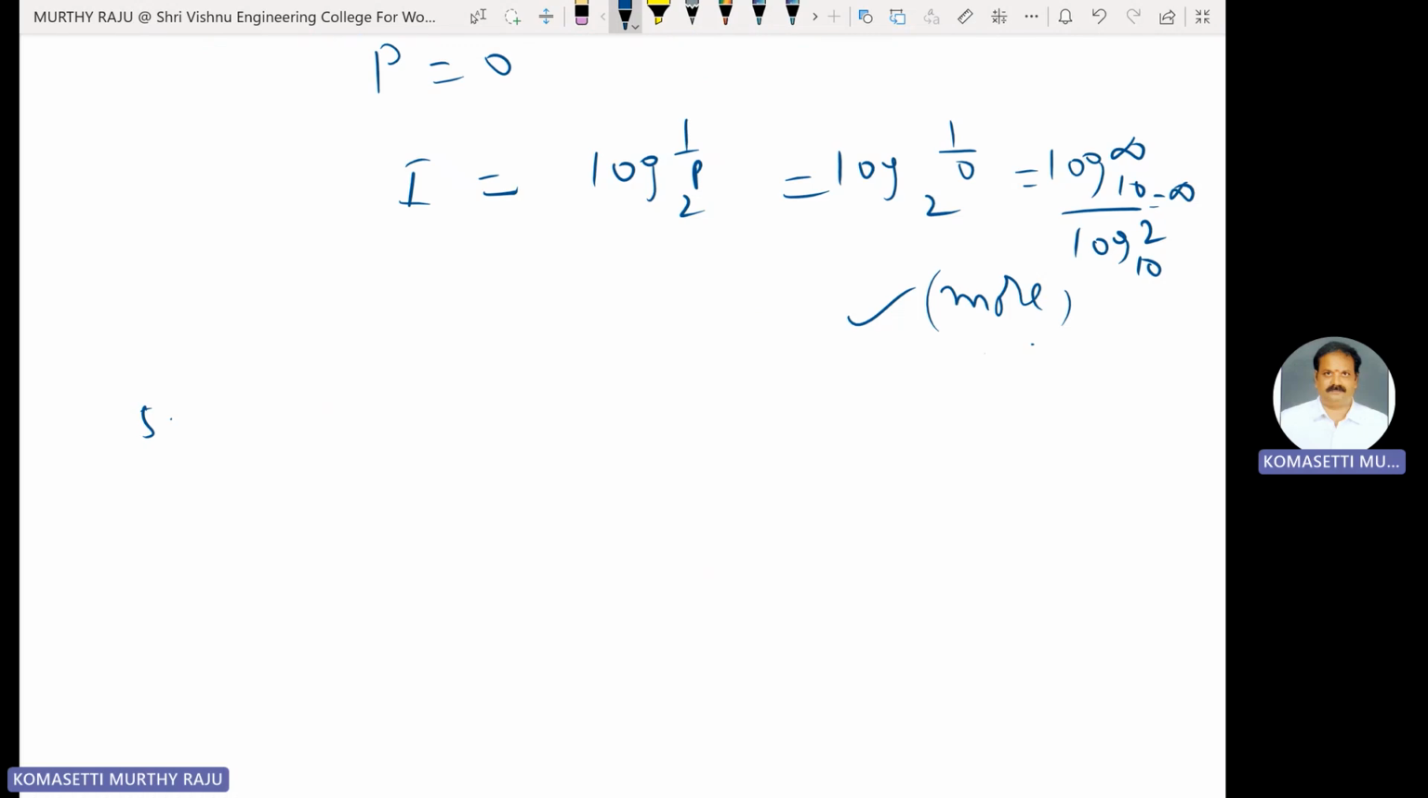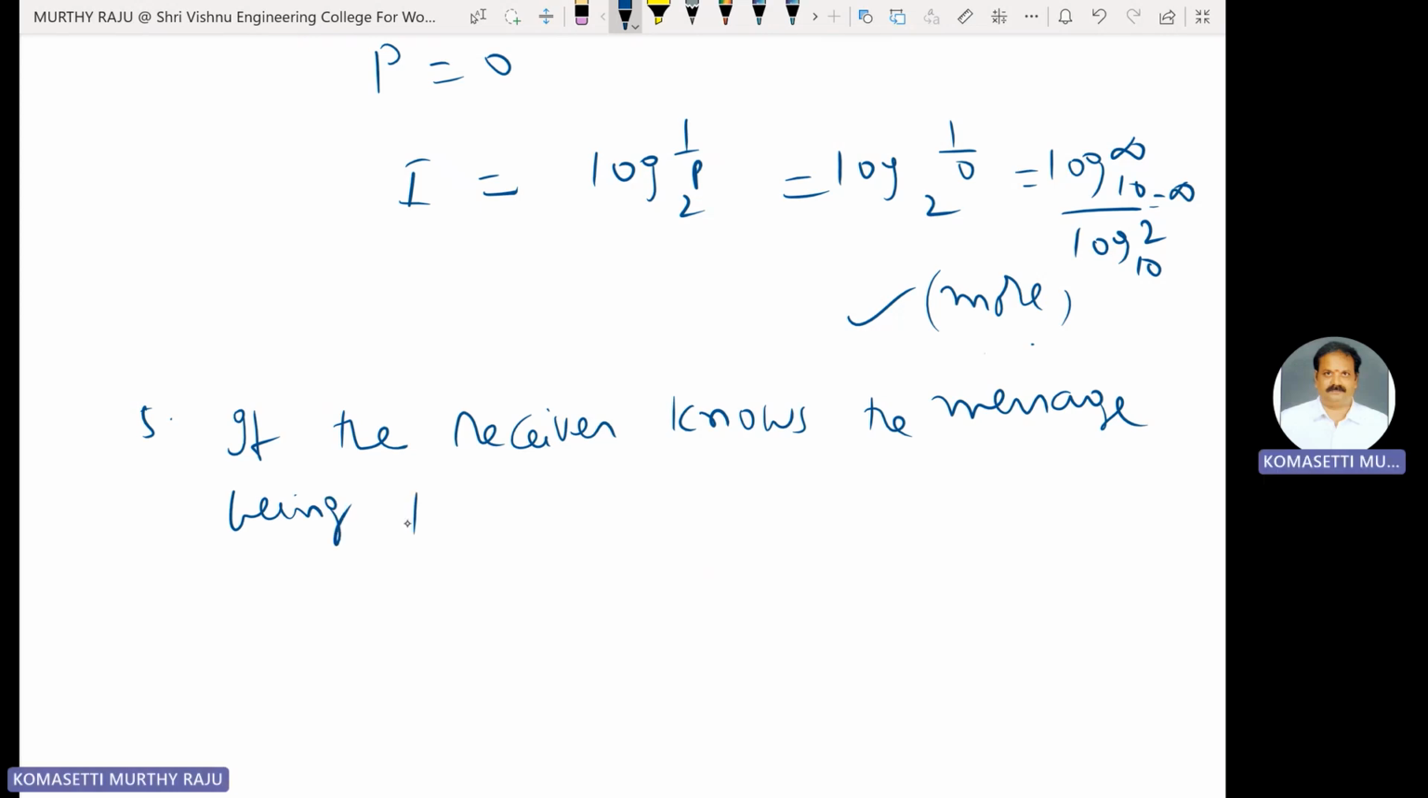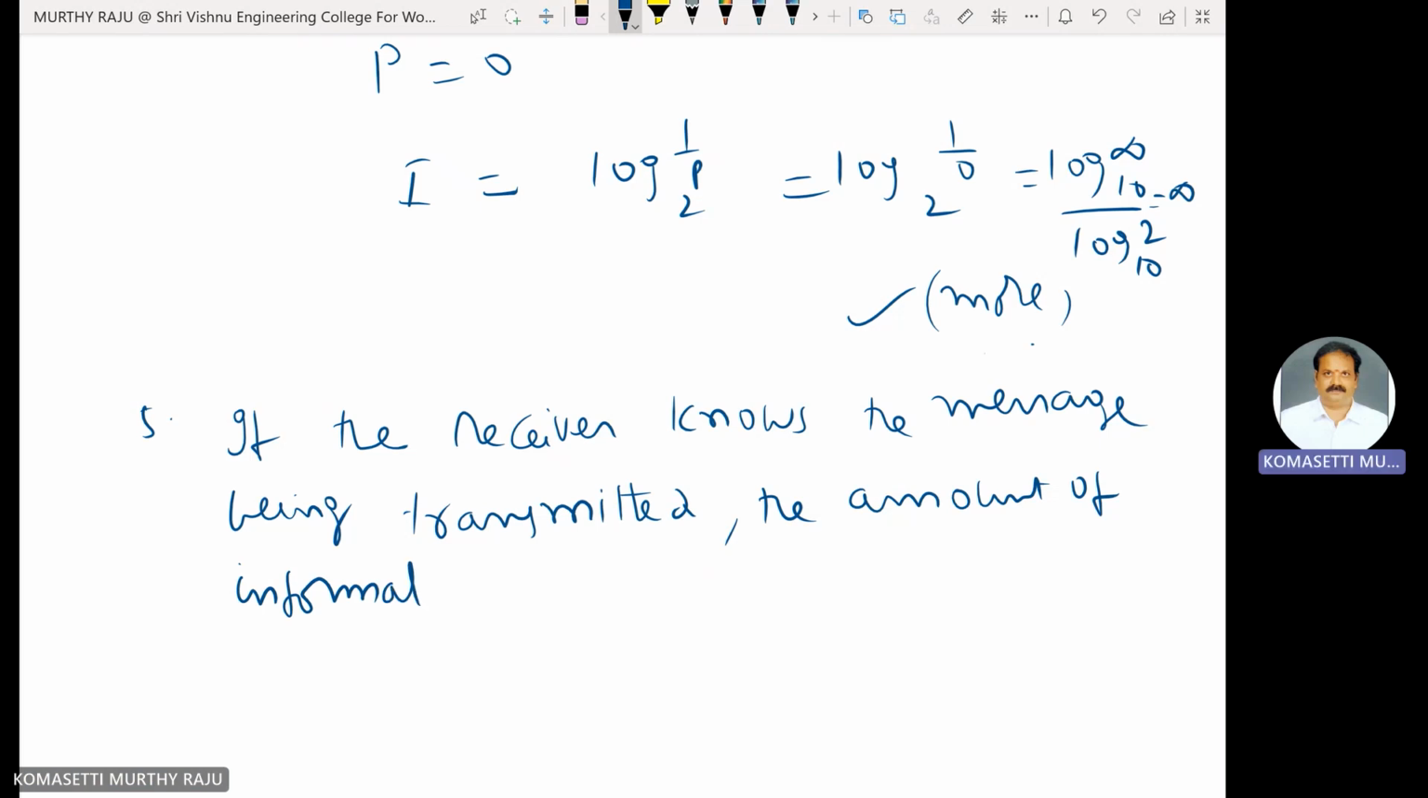Next, fifth one is, if the receiver knows the message being transmitted, the amount of information carried is 0.